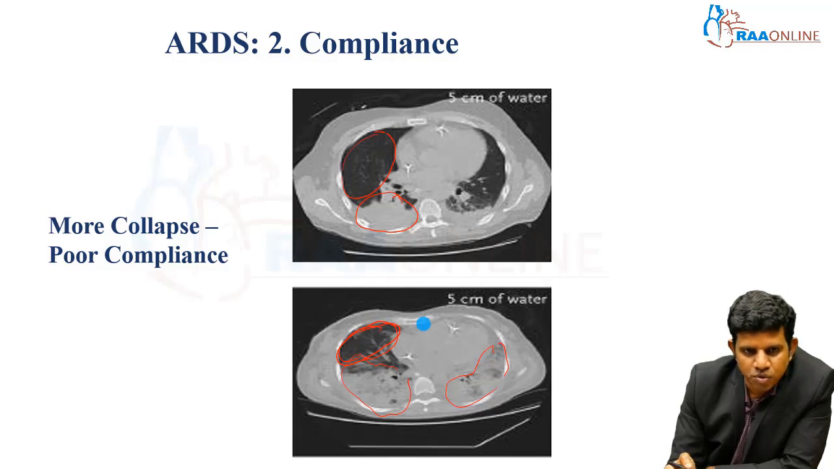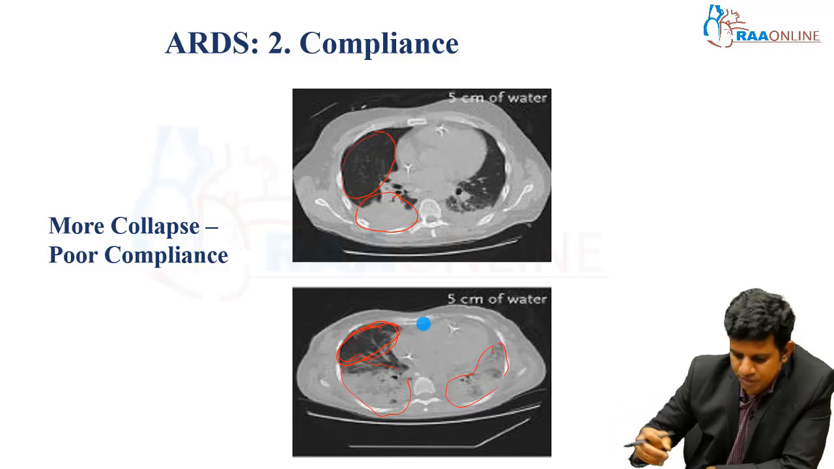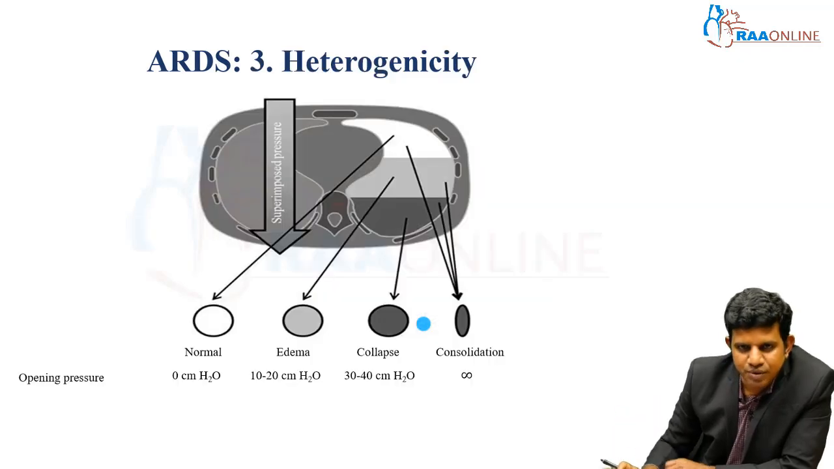In more severe ARDS, patients will have poor compliance, or more elastance. Compliance is the inverse of elastance: if elastance is high, compliance is low. If more alveoli are deaerated, compliance will be very low, and the patient will need more pressure to open up the alveoli. The third problem is heterogeneity, which we already discussed.